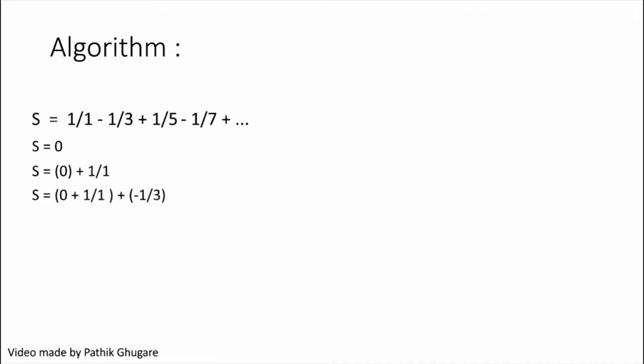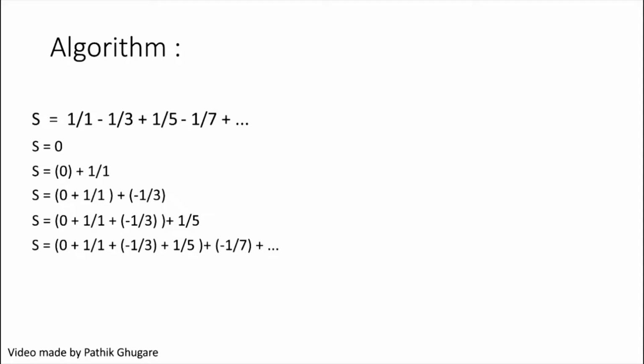So we have this series S. As I mentioned in previous video, for series having summation pattern, we will initialize our series S with 0. Then we will add 1 divided by 1 in 0. Then we will add negative 1 divided by 3 in previous term. Then we will add 1 divided by 5 in previous term. Then we will add negative 1 divided by 7 in previous term. And so on. If we do this for infinitely many times, we will eventually get our series S.